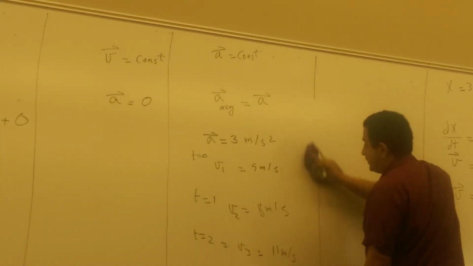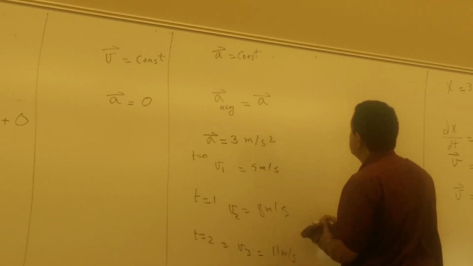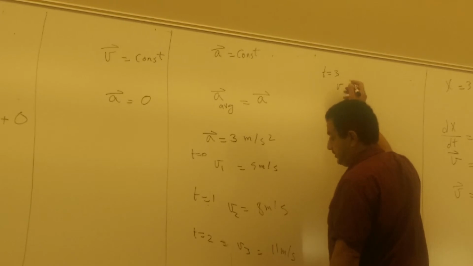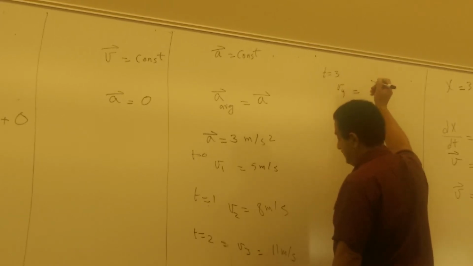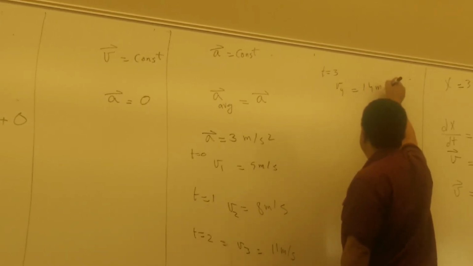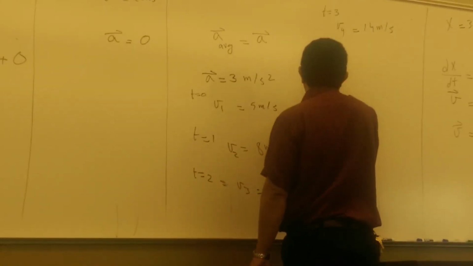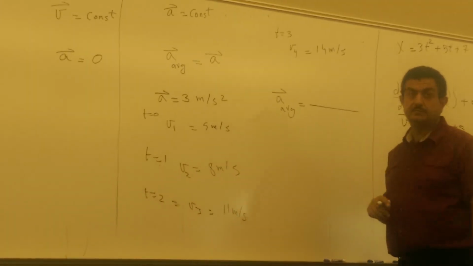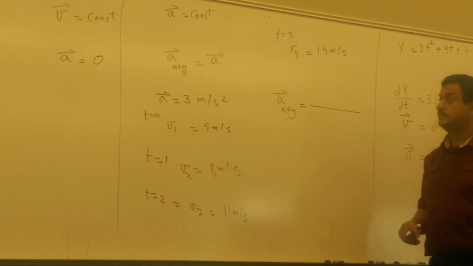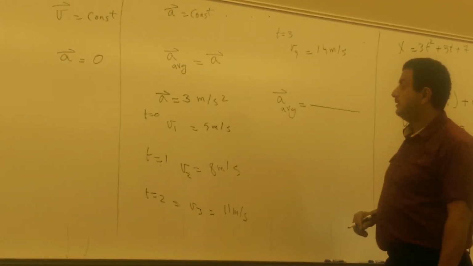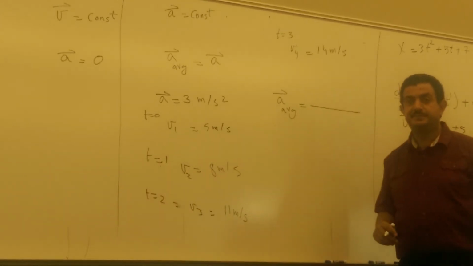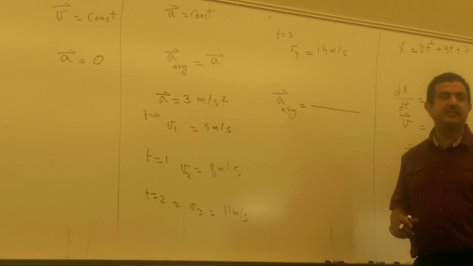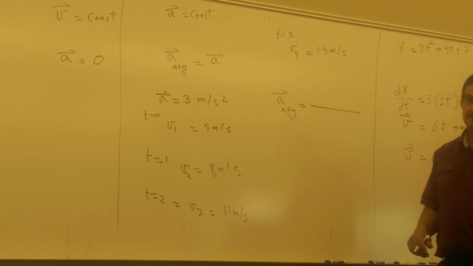I'm just going to do one more. And at t equals 3, your velocity, which is v4, is going to be what? 14 meters per second. Okay, that is my average acceleration. Meters per second squared. What is it? 3 meters per second squared. 3 meters per second squared. How did I know that? Because you gave it to us.